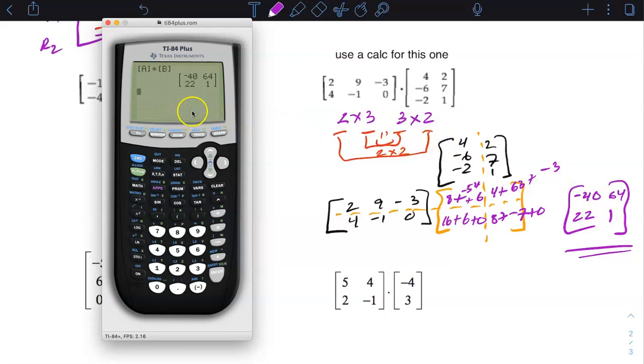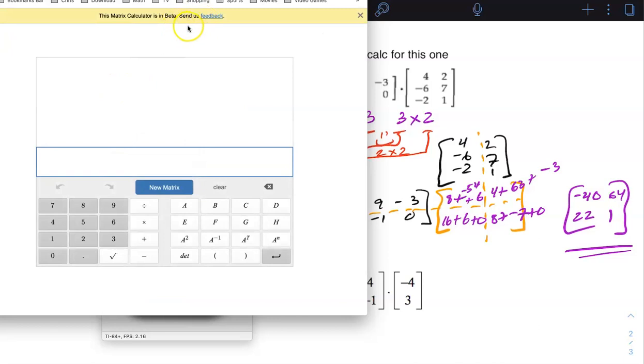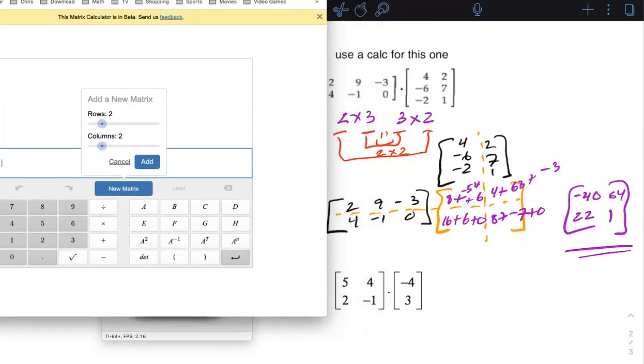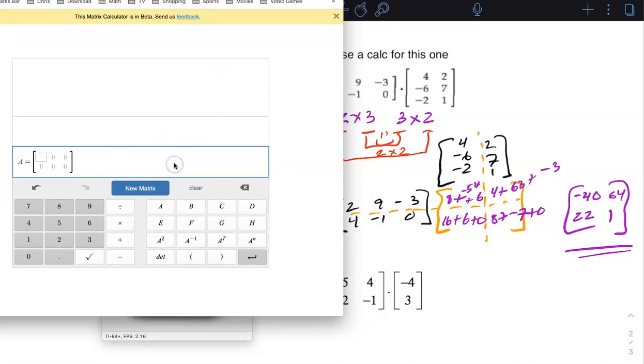Now, if you don't have a calculator, you can also do this on Desmos. So I'm going to bring that up. Right, so you just Google Desmos matrices. You go matrix calculator. It's currently still in beta, but it works very similar to the calculator. So the very first thing you got to do is put new matrix, and then what type of matrix you want. So we wanted a 2 by 3, so 2 rows, 3 columns. Hit add, then it fills it out for you.